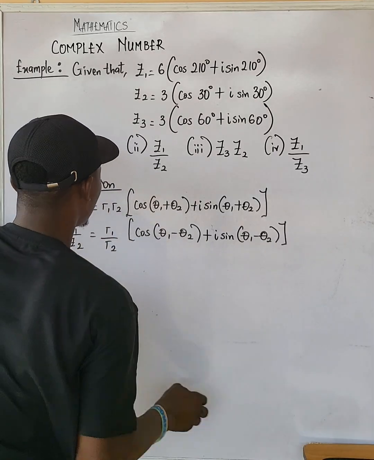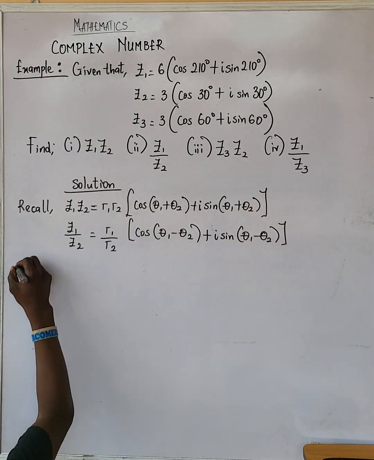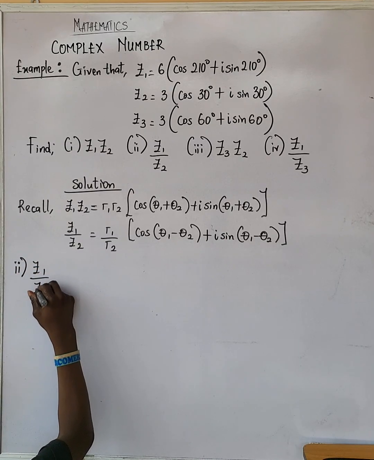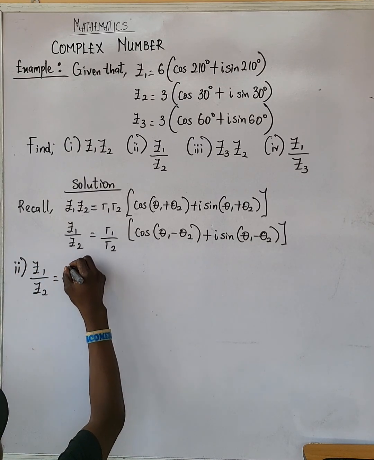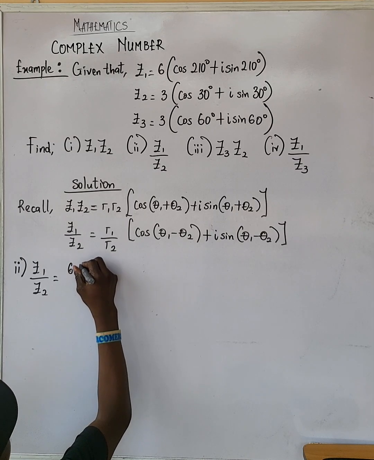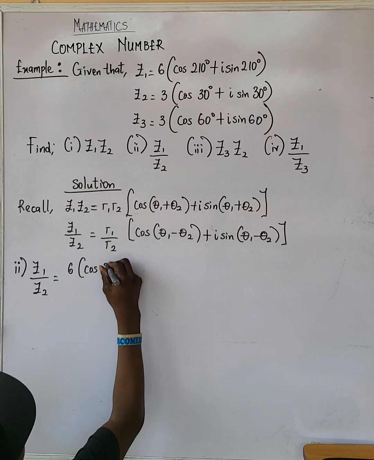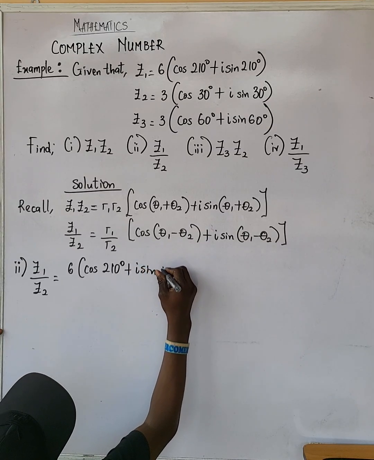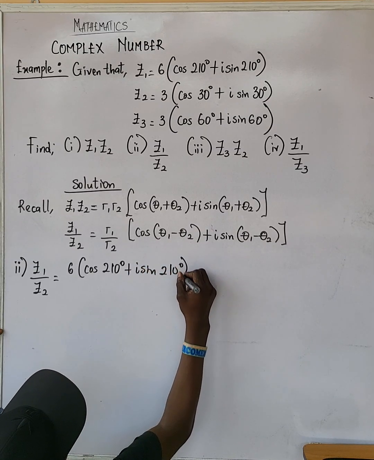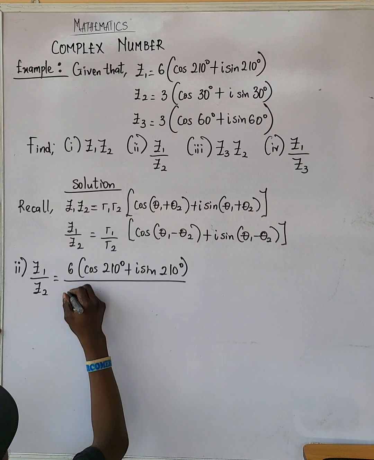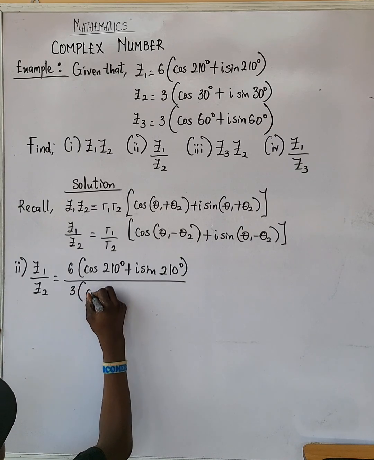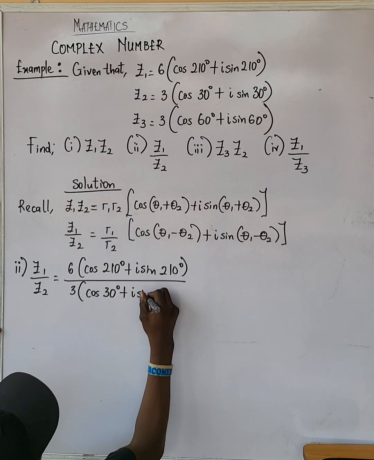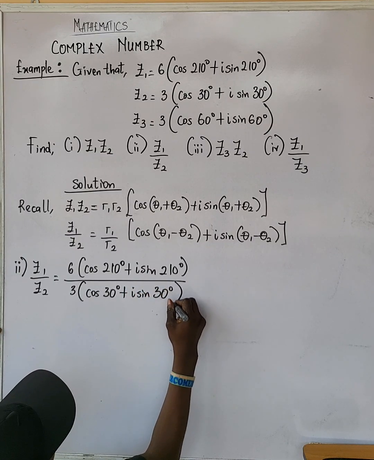Now, going to Roman numeral 2. Roman numeral 2 says Z1 over Z2, right? So what's our Z1? Our Z1 is 6 into bracket cos 210 degree plus I sine 210 degree. Then everything over, what's our Z2? 3 into bracket cos 30 degree plus I sine 30 degree.